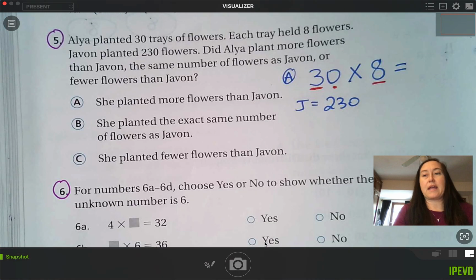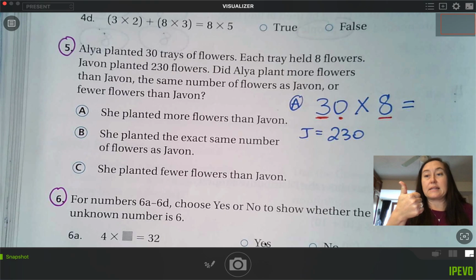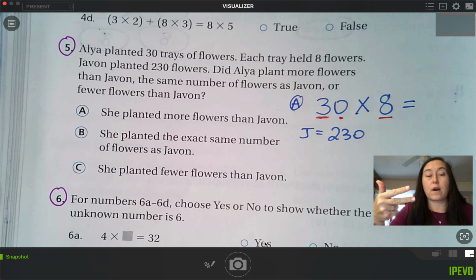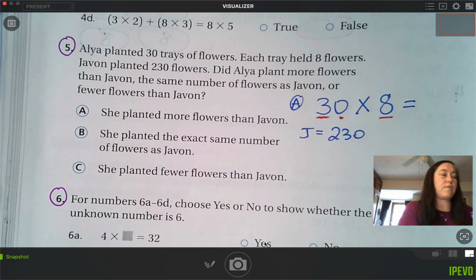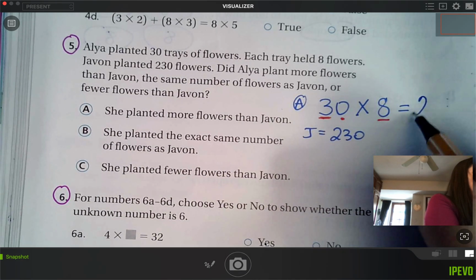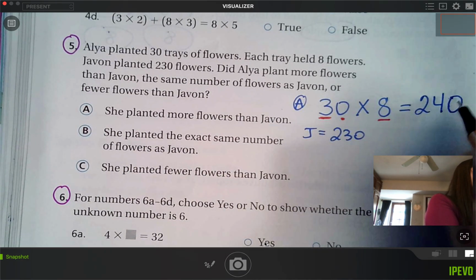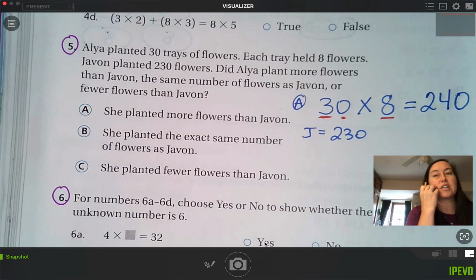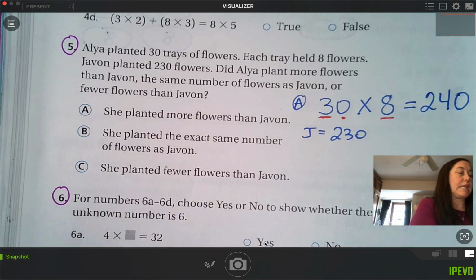So I can count by 8s. 8, 16, 24. And then pop a 0. There's 1 zero in the equation. There is 1 zero in the answer.